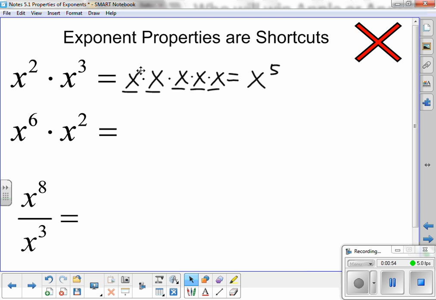So basically what these properties are, somebody in the past said, well, I'm tired of expanding it out, because that was the only way they knew how to do it. They thought they saw a pattern, and the pattern was, hey, every single time that we multiply these, if they have the same bases, I just take one exponent and add it to the other one. 3 plus 2 is 5, and I get this. And that ended up being one of the properties.